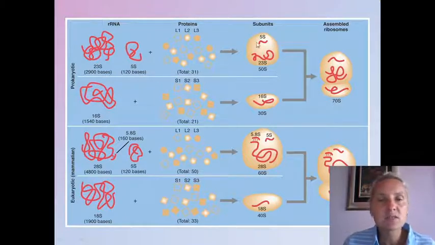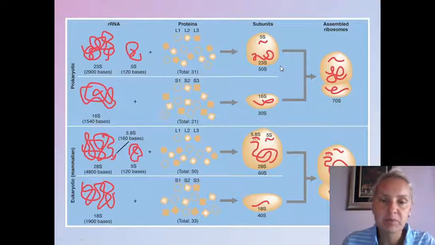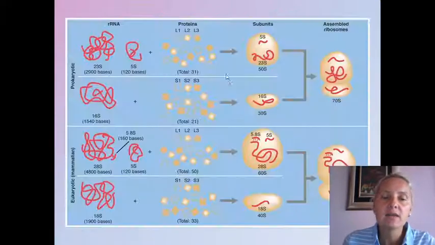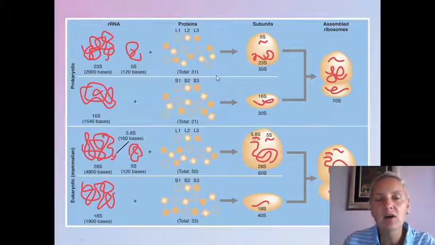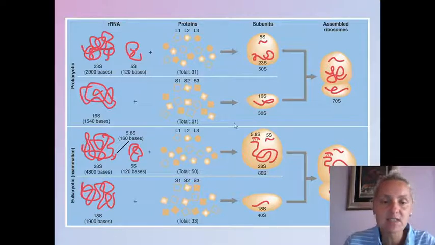The large subunit contains 23S and 5S rRNA and approximately 30 different proteins, and this is summarized here. The small subunit contains only 16S rRNA and a total of approximately 20 different proteins. When those two subunits are condensed, they form the functional ribosome, which is involved in protein synthesis.